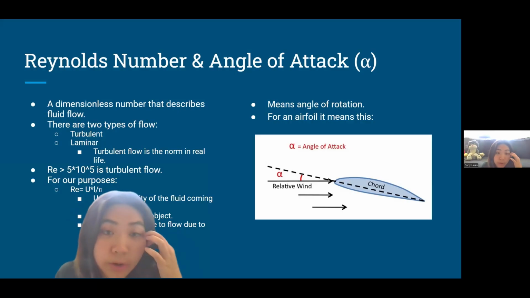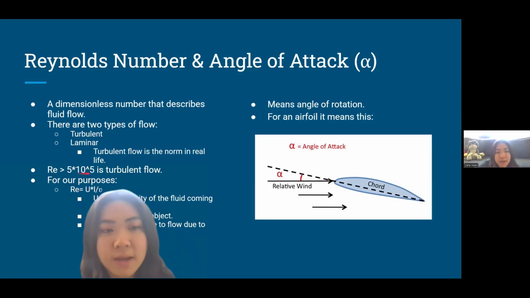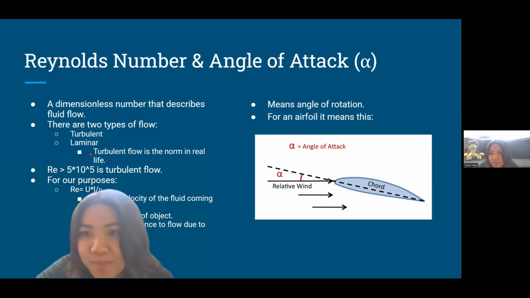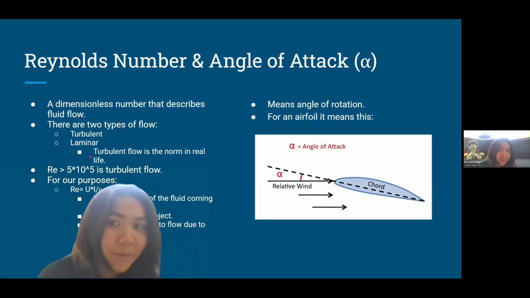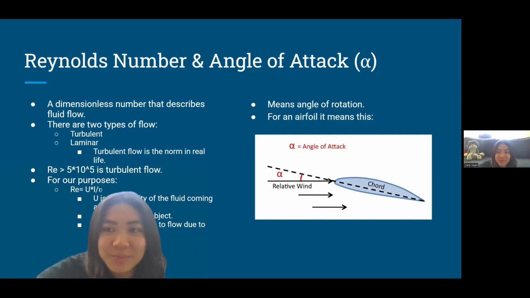Here's how we're going to define turbulent flow. It's going to be a number: 5 times 10 to the power of 5. Anything beyond that is turbulent flow. And where did I get this number? My textbook. That's about it. Some mad scientist a long time ago decided that's that. And who am I to question that?